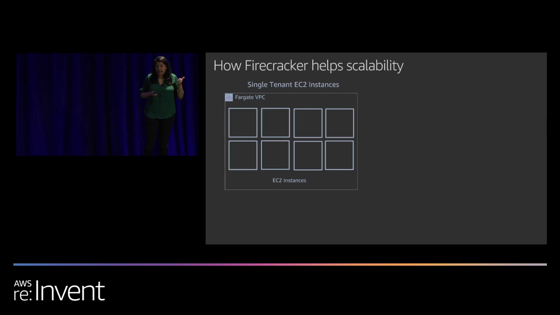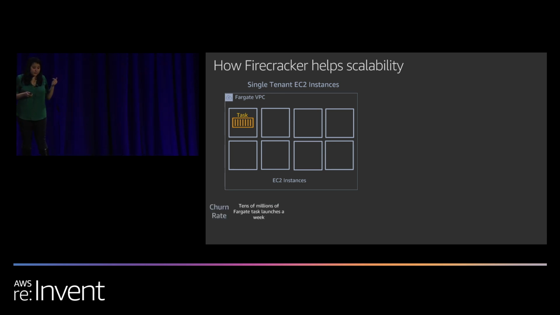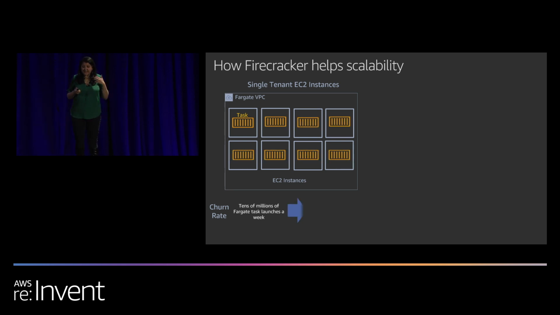In our previous EC2 instance model, we run these EC2 instances in a single tenant manner, meaning that we only ever put one task on an EC2 instance. And like I said earlier, we see tens of millions of task launches a week. What happens in the single tenant EC2 model is that these tens of millions of task launches get translated one-on-one to tens of millions of EC2 instance launches.